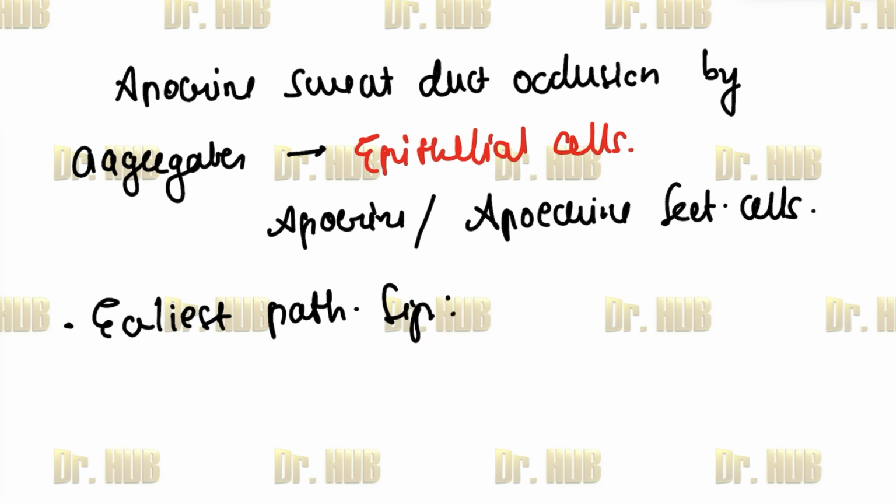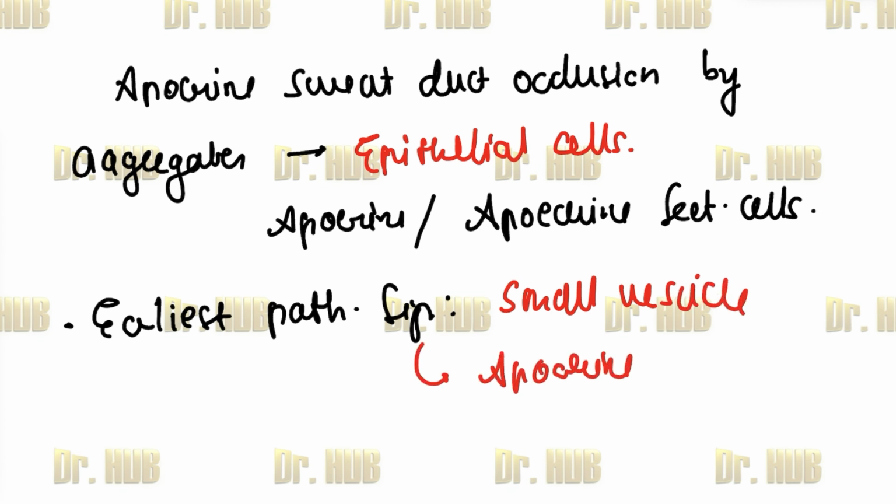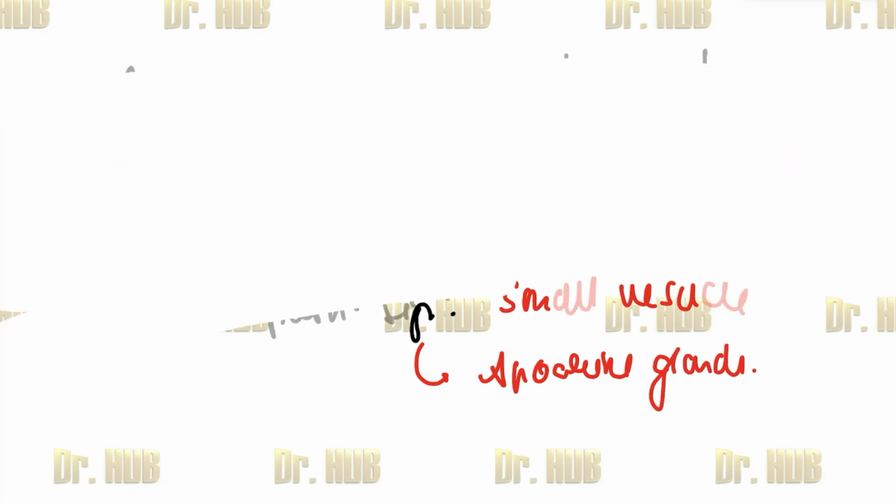So the earliest pathological sign is small vesicles in the apocrine glands, in the apocrine duct to be specific. Later, the apocrine glands are seen enlarged.